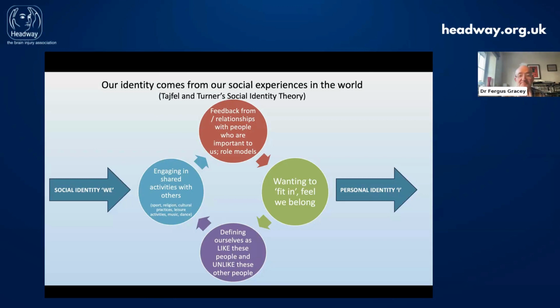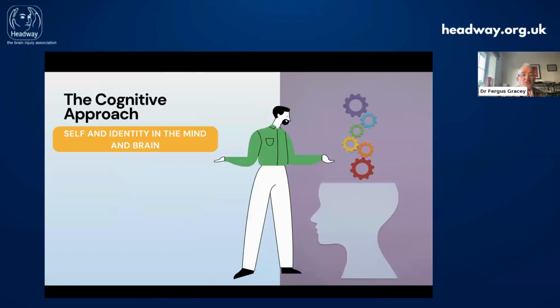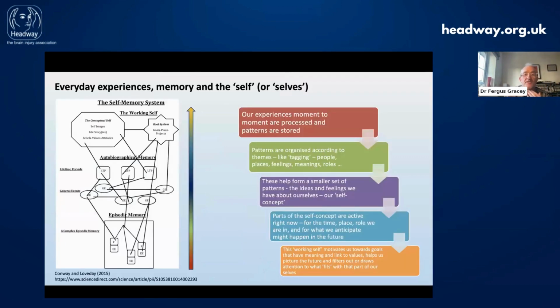So I'll do that now and talk a little bit about the cognitive approach. There's some cogs coming out of a brain, just to make that point. This is about the internal workings of self and identities. We've talked about the social workings of self and identity. What about the internal workings?